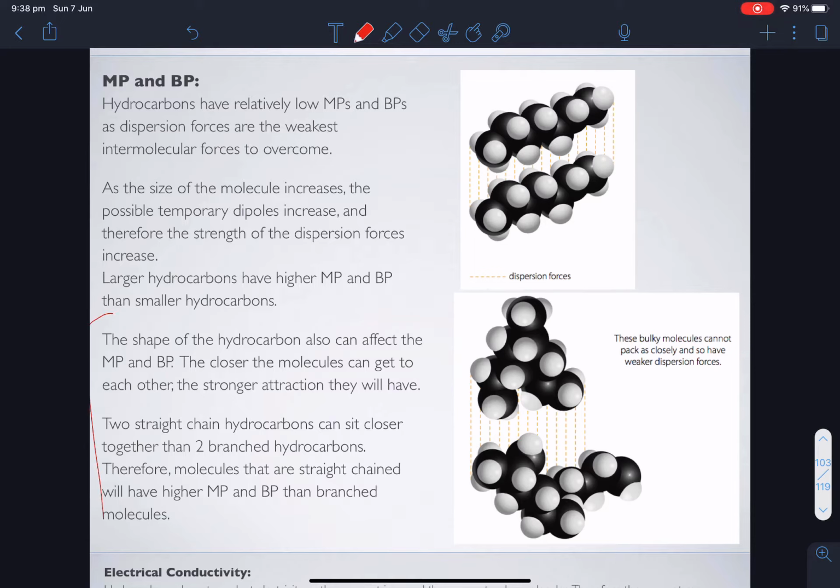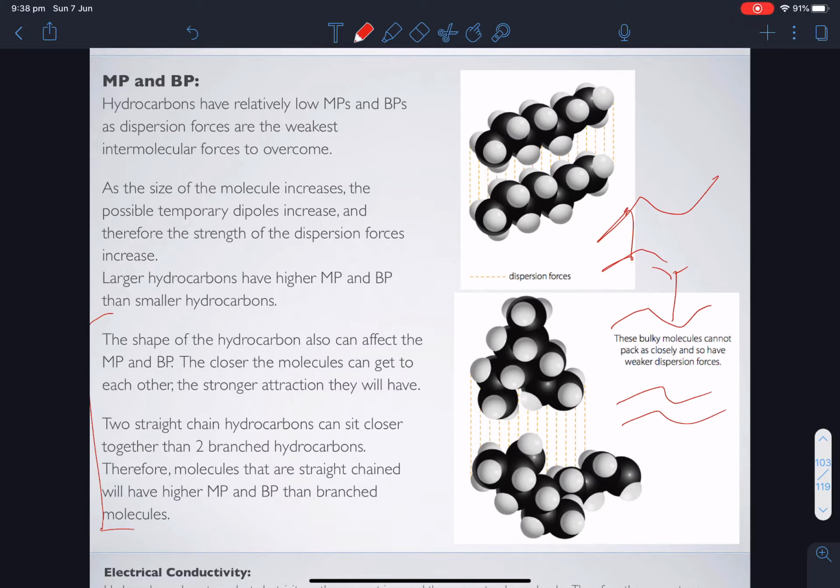Okay? And we can talk about straight chain molecules lining up really well, whereas branched molecules can't line up very well at all. So when you have straight chain hydrocarbons, they can move close to each other, so that dispersion force, they're closer, it's stronger. When you have two branched molecules, the branches get in the way.